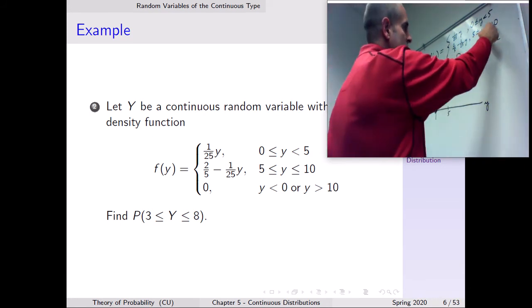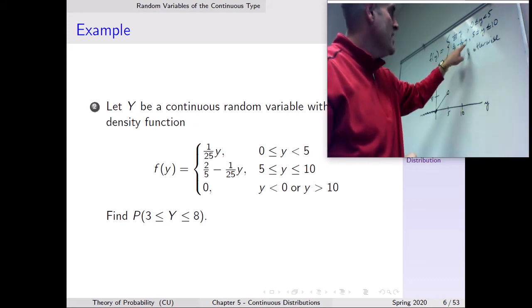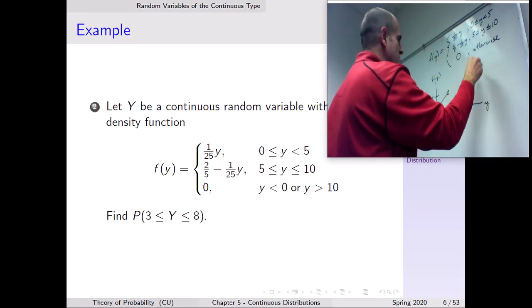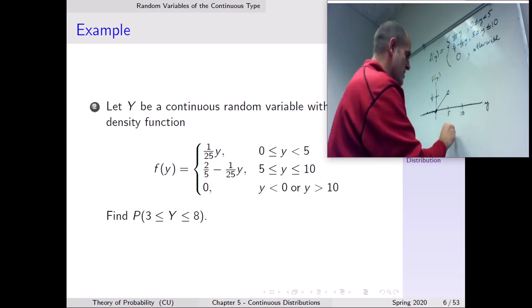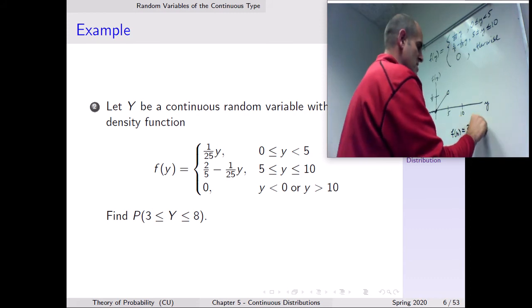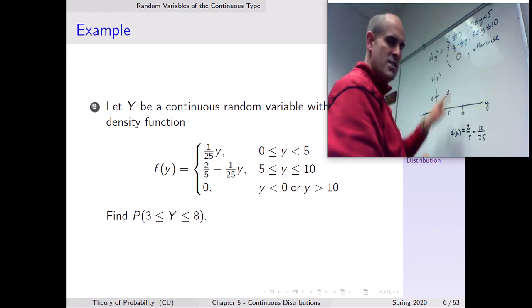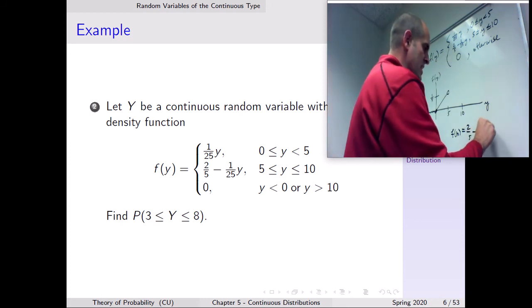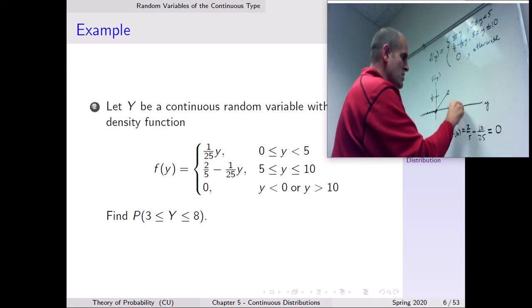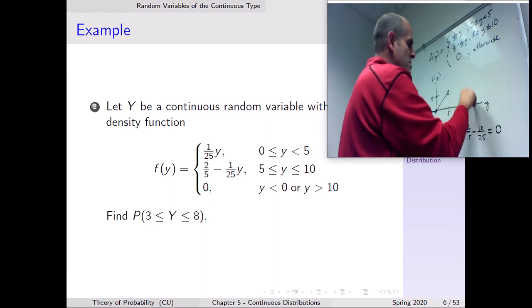Now, if you plug in 10, think about it. 10 is right here. What's f of 10 equal to? Let's plug it in down here. f of 10 equals 2/5 minus 10 over 25. Just plugging in y equal to 10. If I cancel a 5 from the top and the bottom, I get 2/5. So that's 0. That means this thing is equal to 0 at 10, and of course it's equal to 0 beyond 10 as well.